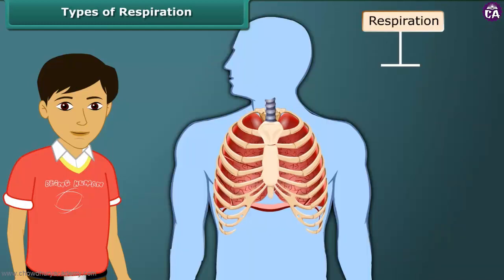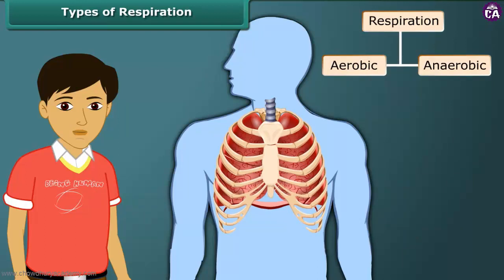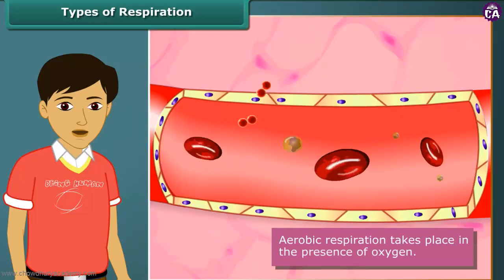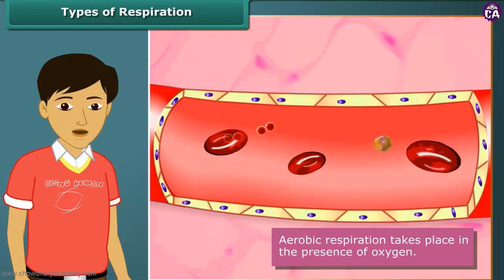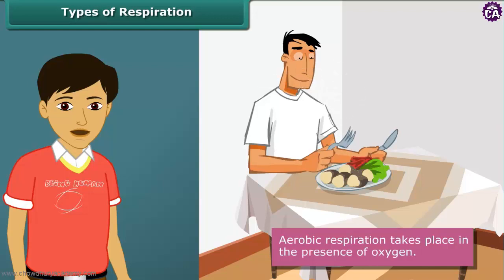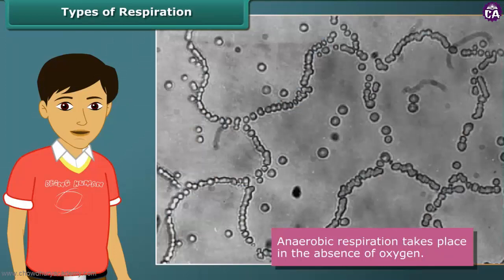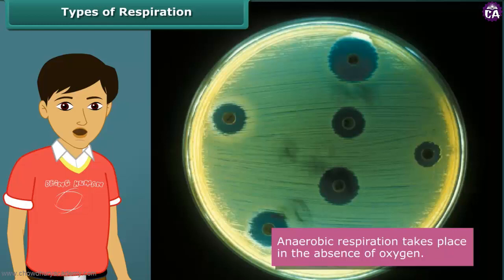Respiration is of two types: aerobic and anaerobic. Aerobic respiration is the respiration that takes place in the presence of oxygen. In this kind of respiration, food is broken down into glucose in the presence of oxygen. Anaerobic respiration is that respiration which takes place in the absence of oxygen. This kind of respiration is found in some microorganisms, such as bacteria, that inhabit places where oxygen is missing. The energy produced in aerobic respiration is more than the energy produced in anaerobic respiration.